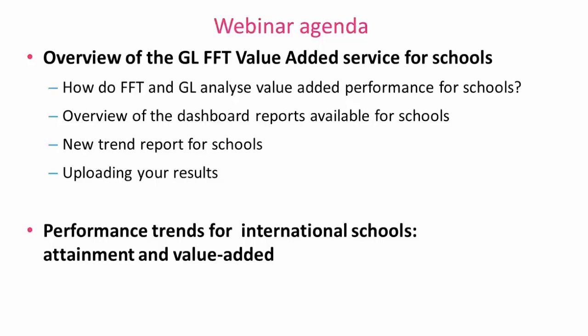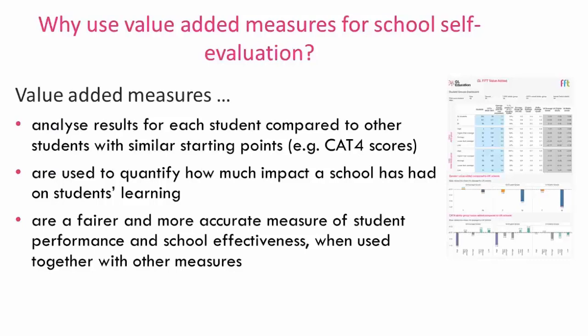So just to recap, why is value added important and how does it help us with school self-evaluation? Well, value added is a performance measure that analyzes attainment for each student compared to students with similar starting points. And in this case, we're using CAT4 test scores as that starting point. And using those two data points, we're able to measure the impact that schools have on students' learning, taking into account both the start point and the end point.